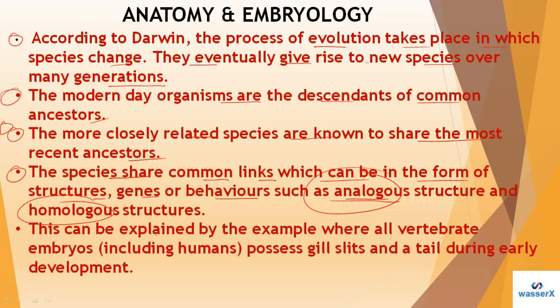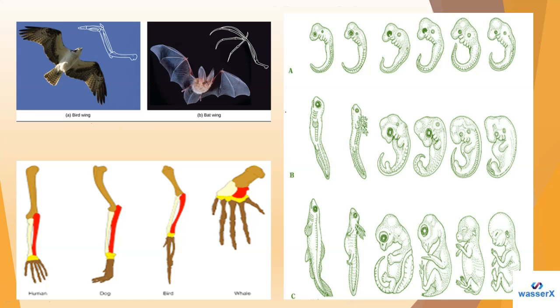This can be explained by the example where all the vertebrate embryos, including humans, possess gill slits and a tail during early development. Under anatomy and embryology, let me tell you the meaning of anatomy. Basically it's called the body structure. On the basis of body structure, we get to know the evolution process, of course. And embryology is a branch of biology and medicine concerned with embryo development. On the basis of that, Darwin studied the evolution process.